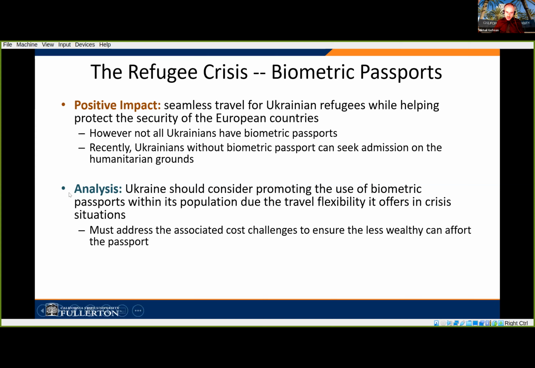So one of the conclusions which we came to in our analysis is that the Ukrainian government should continue to strive to promote biometric passports within its society as a means of simplifying travel for its citizens and thus helping with the refugee situation. However, the Ukrainian government has been doing this for a while, and one of the challenges was that some Ukrainian citizens cannot afford the costs of the passport. So those are some of the challenges that the Ukrainian government needs to look at, which it probably doesn't have the capacity to do right now due to the ongoing conflict.